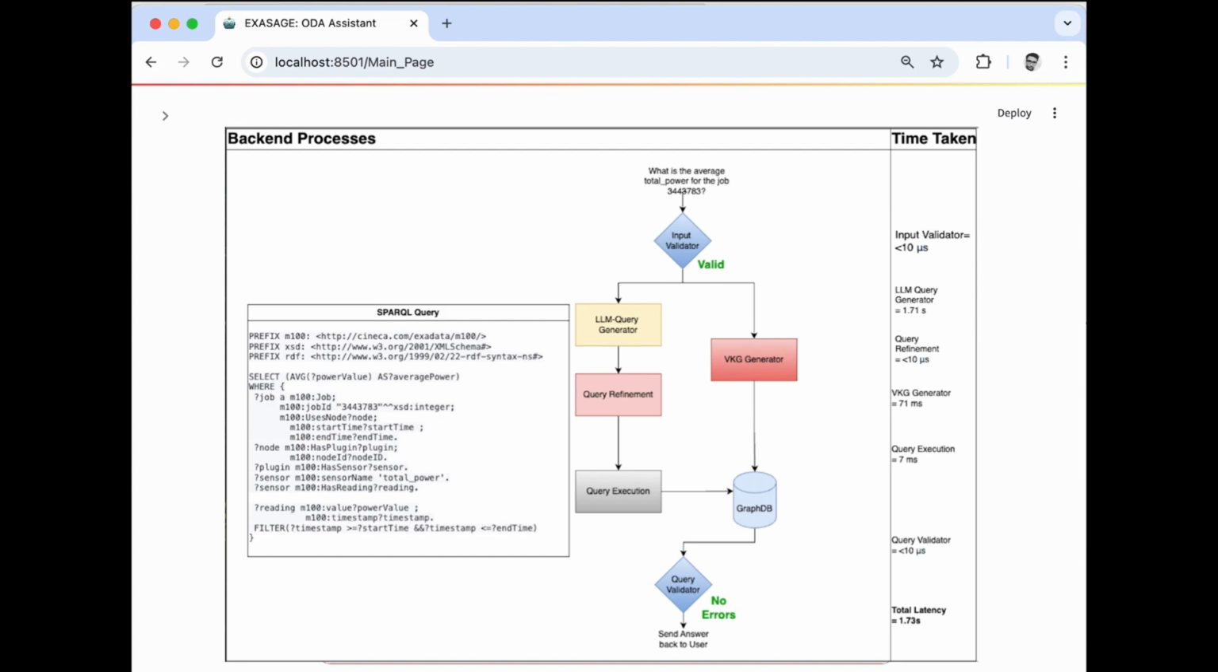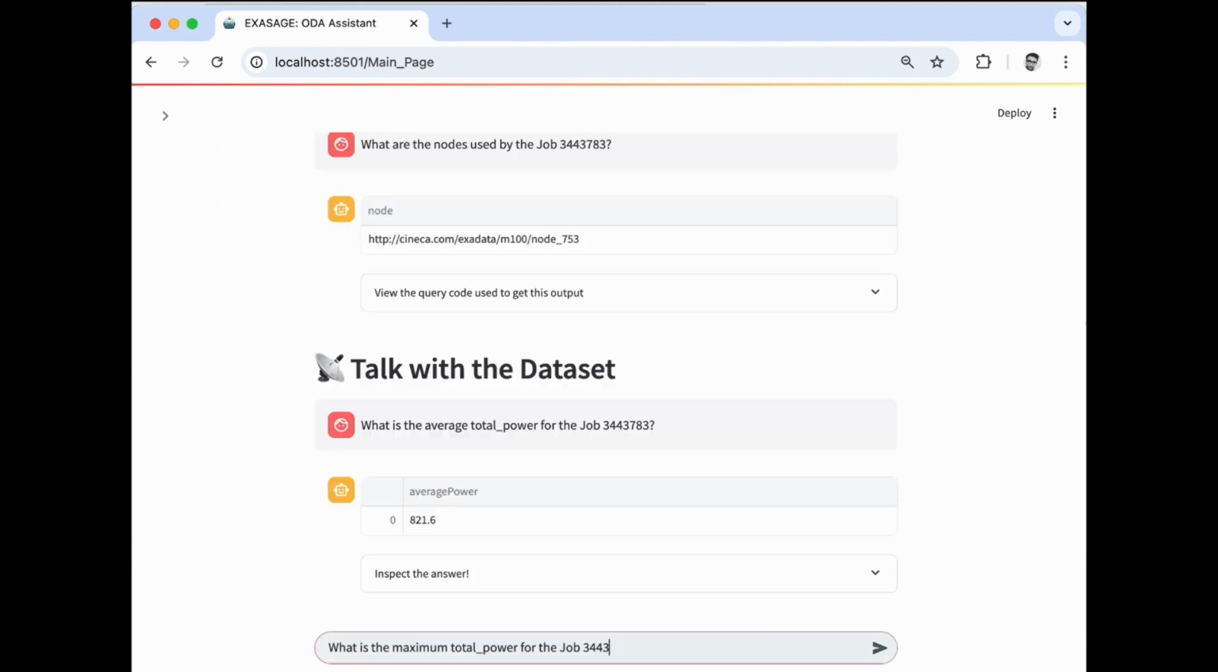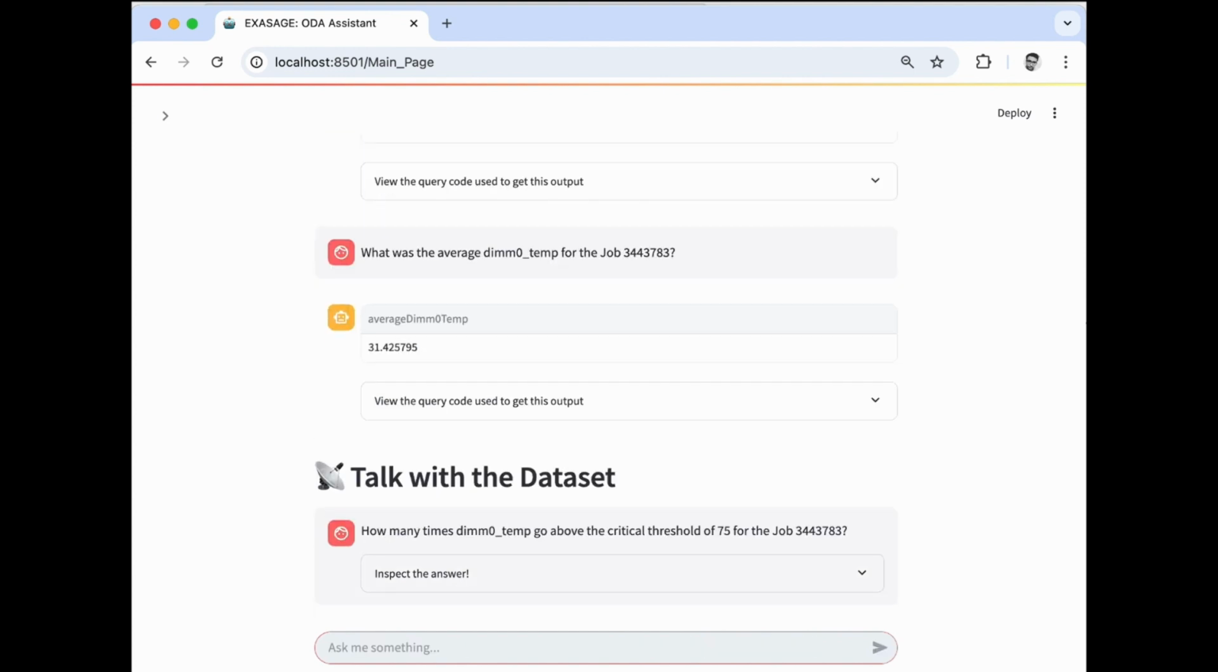We have the input validation, SPARQL generation, VKG generation, and here the user asks a question of what was the maximum total power for the job, what was the average temperature for a job, how many times did this temperature go above a critical threshold, an arbitrary threshold of 75.